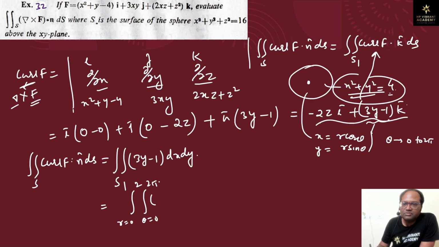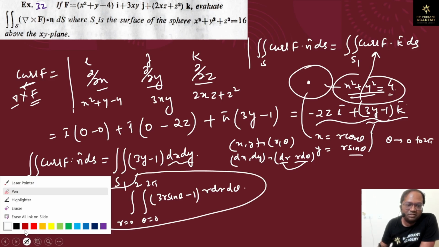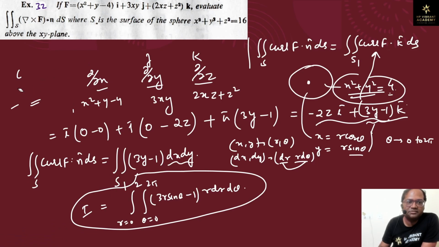And this is 3 times the value of y, which is r sin theta. So this is 3r sin theta minus 1, and because x and y are getting transformed to r theta, dx dy is getting transformed to dr and r d theta. So dx dy is the multiplication of these two, which is r dr d theta. This is the value of I. So on integrating this, we will get the desired result. So let us integrate this.